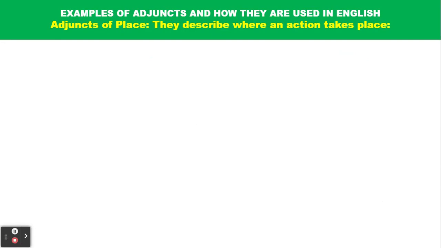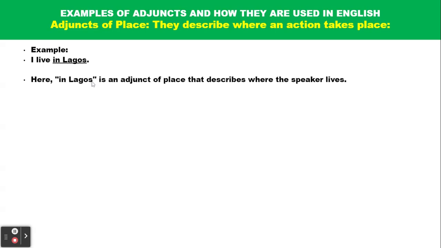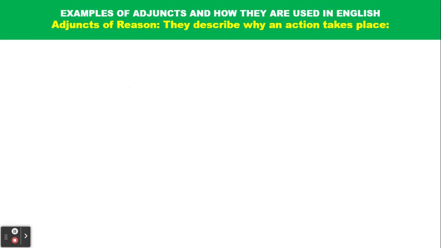Then, examples of adjuncts. We are now taking adjuncts of place, which describe where an action takes place. So an adjunct of place answers the question where, all right, unlike an adjunct of time that answers the question when. Now, example of adjuncts of place: I live in Lagos. The adjunct here is in Lagos. So here in Lagos is an adjunct of place that describes where the speaker lives, okay?